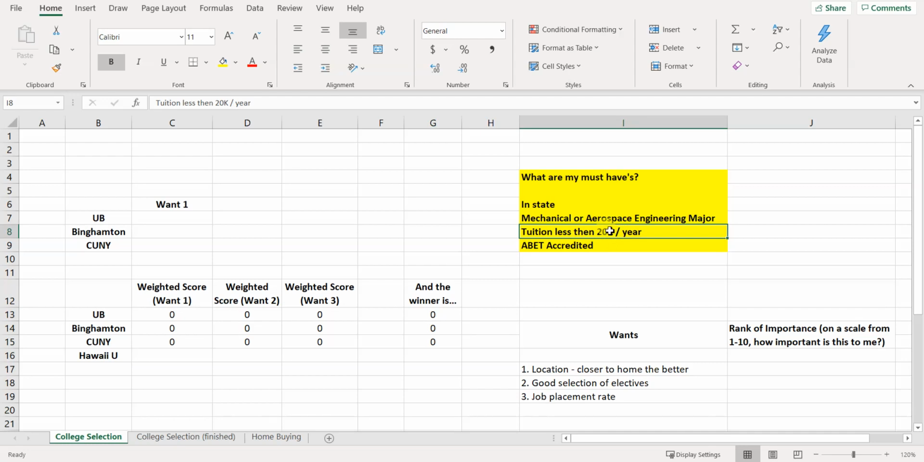So for me, it was a must-have. Tuition was less than $20K a year. It had to be in-state, because I couldn't really find an out-of-state college that met that criteria. All the out-of-state schools I looked at were really expensive unless you were a resident. So it was in-state, tuition less than $20K.